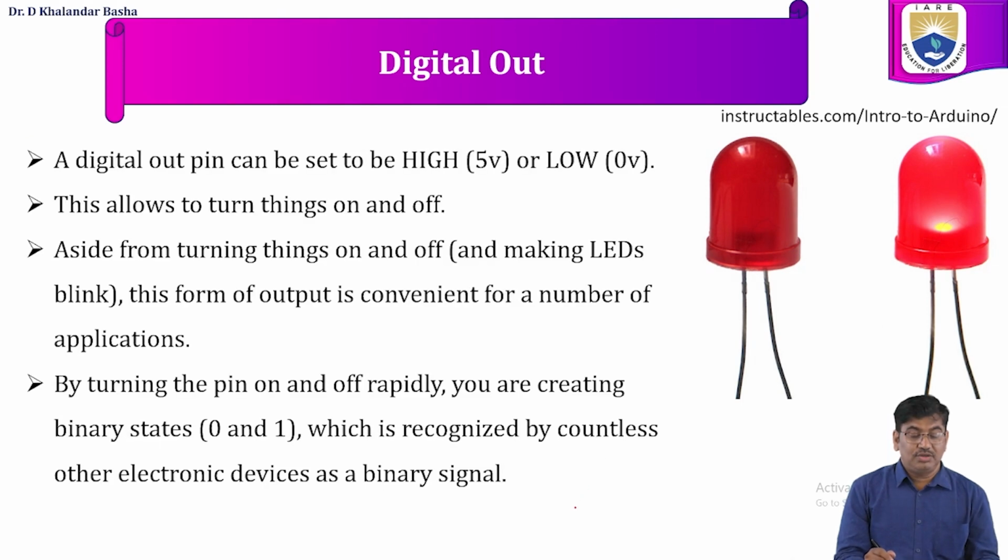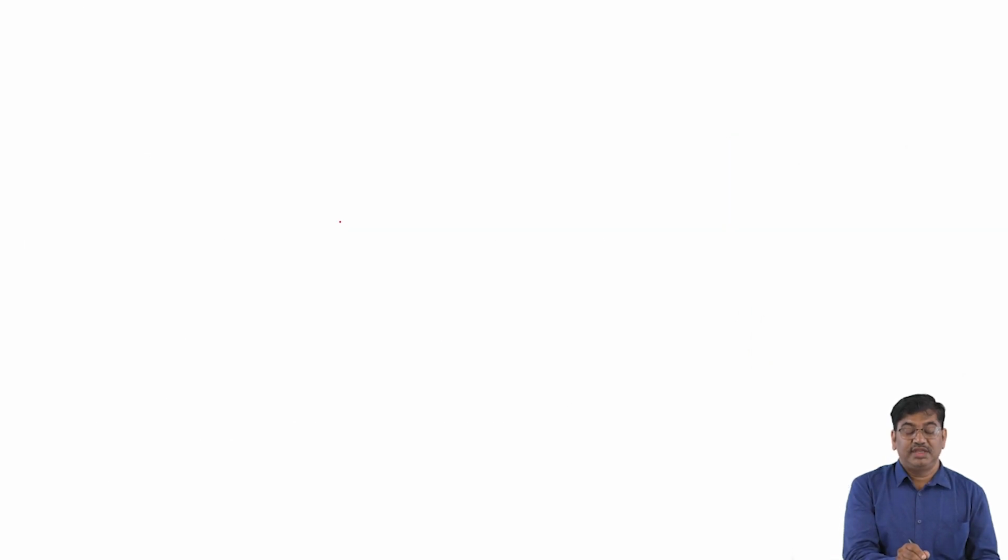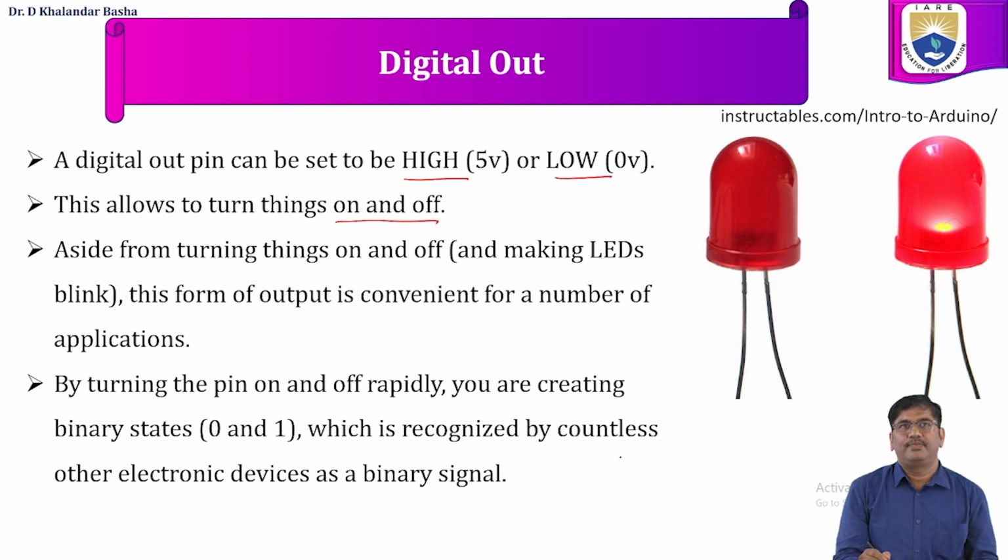Next, digital out. A digital out pin can be set to be either logic 1 or logic 0, that we can consider as high or low. High will be 5 volts and 0 will be low. This allows you to turn things on and off.